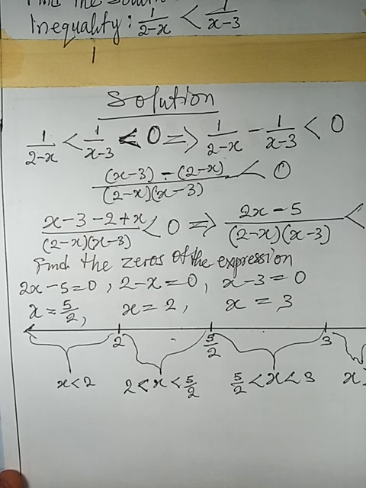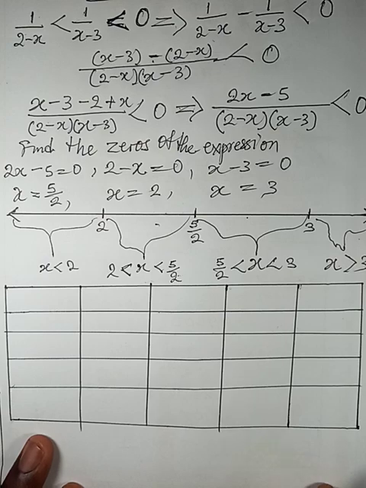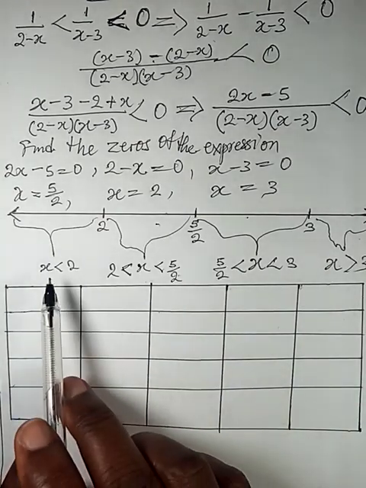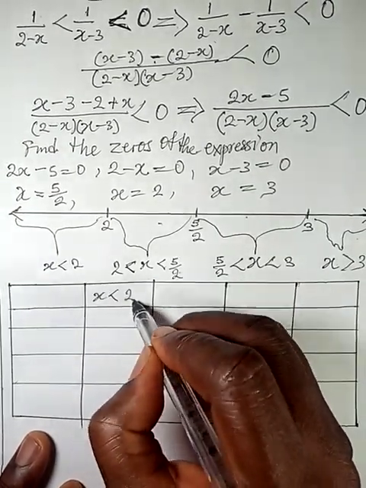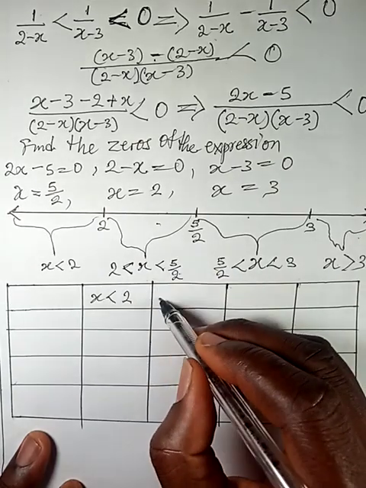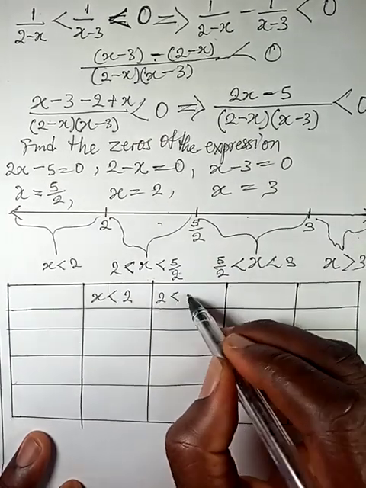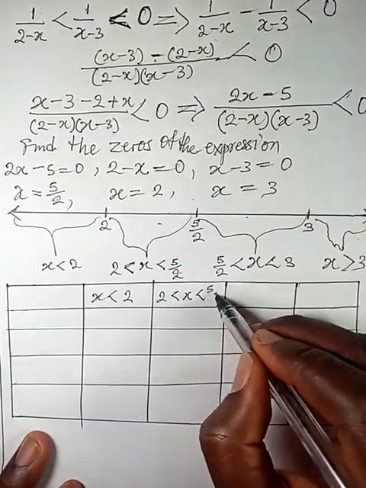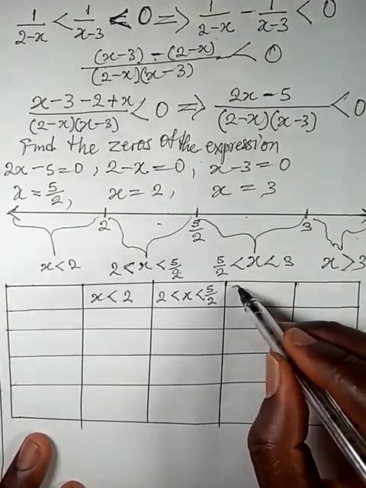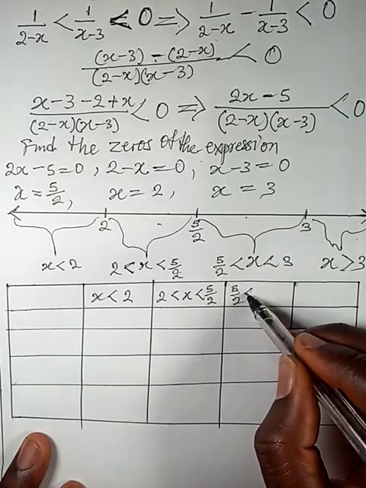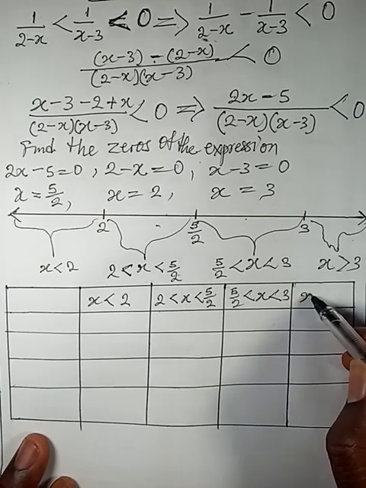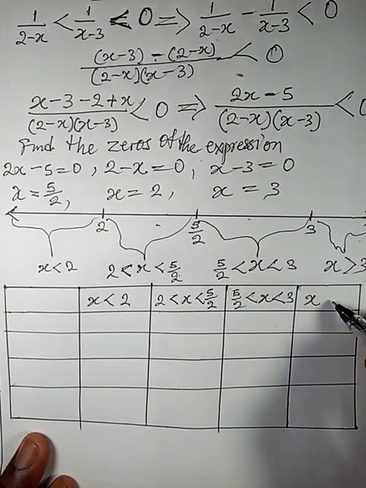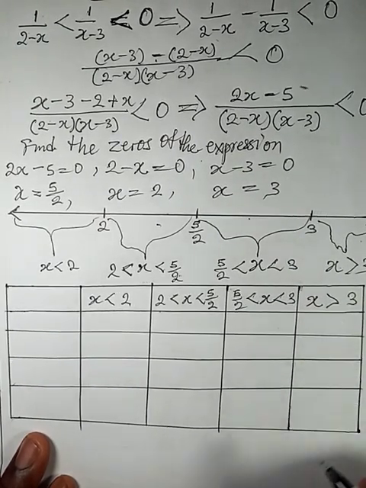So let's create our table. So this is our table. Now we will represent each of these regions on this table. The first one we have is x is less than 2. The next region is 2 is less than x, but x is less than 5 over 2. The next region is 5 over 2 is less than x, but x is less than 3. And then finally x is greater than 3.